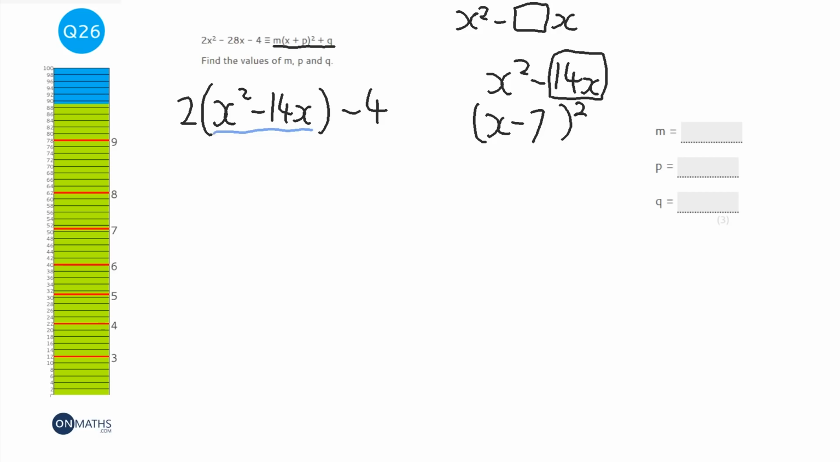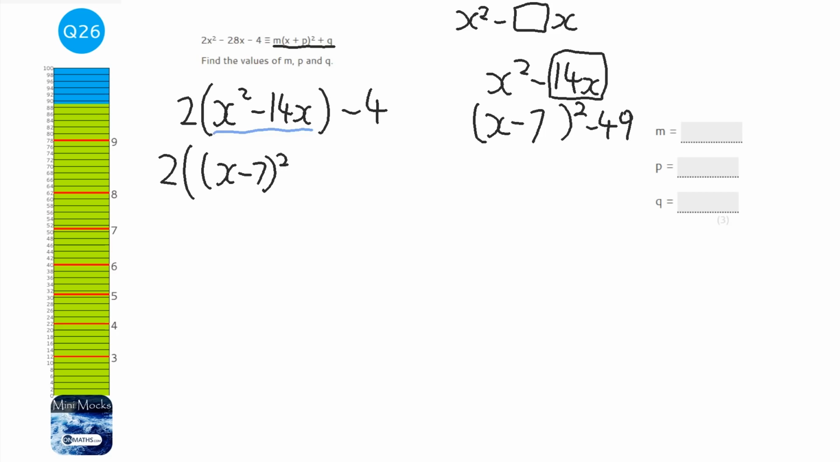plus 49. Now we need the x squared, we need the minus 7x to get the minus 14x, but we want to get rid of the plus 49 that it generates. So we need to take away 49 from it. And that's it. That's completing the square. Okay. So I'm going to replace that with what I've just found out that it is: x minus 7 squared minus 49.